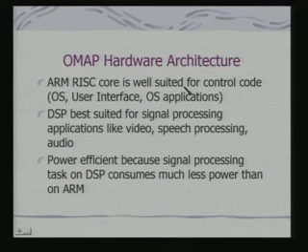So, how do these two processors really coordinate? The ARM RISC core is well suited for what is called control code, OS, user interface as well as OS applications. And the DSP is best suited for signal processing applications like video, speech processing and audio. But obviously, you should note that ARM also has various instructions which facilitate signal processing as well. But what is being emphasized here is the management of the control code, which is expected to be the primary task for ARM.